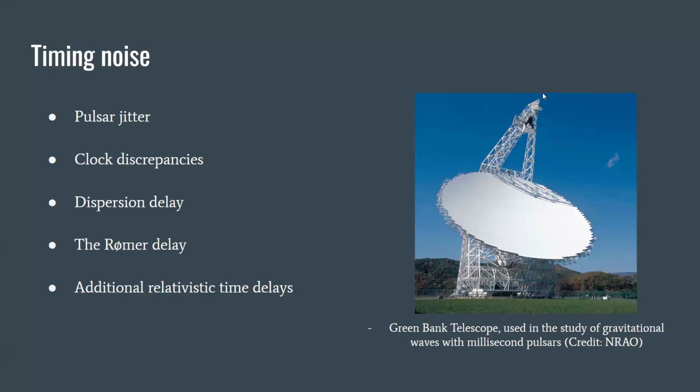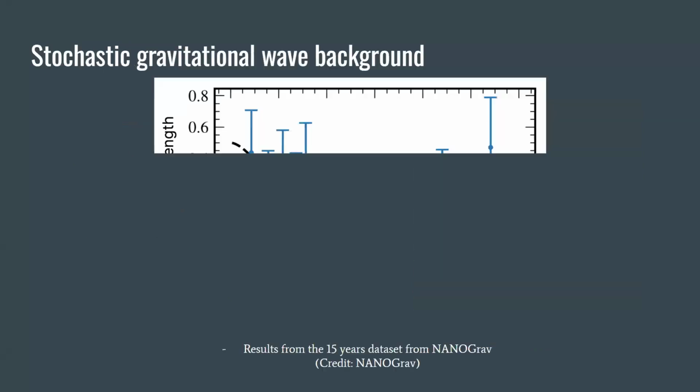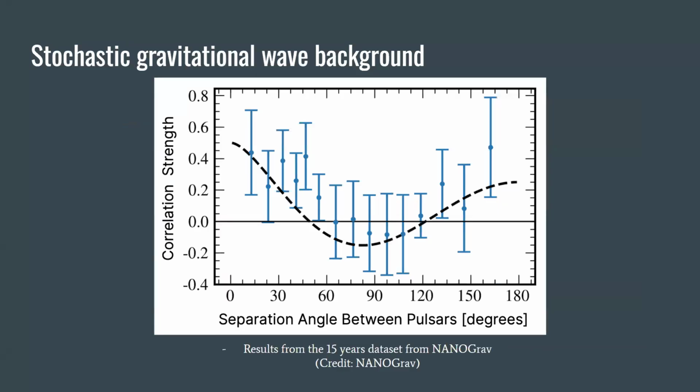Now, on the right here, we have the Green Bank Telescope, which is one of the most important telescopes for this type of research and is used by NANOGrav, the North American Nanohertz Observatory for Gravitational Waves, known specifically for this research that I'm talking about today. And in June 2023, they presented their 15-year data set, and this is the most important result they got to: the evidence of the stochastic gravitational wave background.